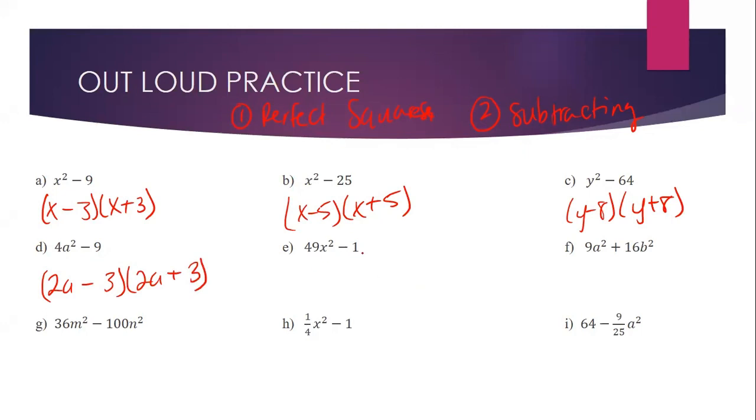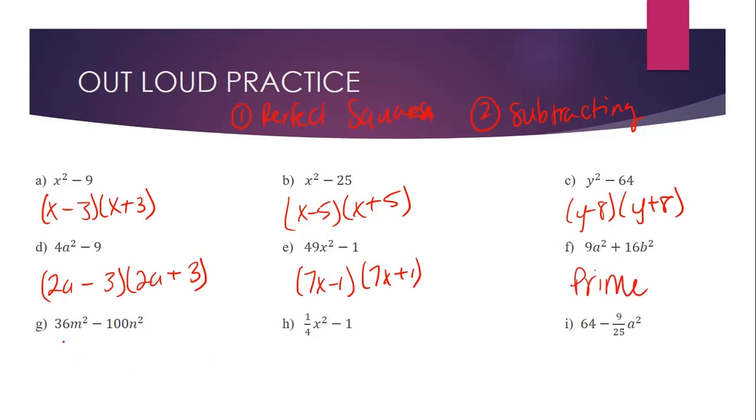49x squared minus 1, perfect squares, yes. Subtracting, yes. So we're left with 7x minus 1 times 7x plus 1. All right, 9x squared plus 16b squared. Perfect squares, check. Subtracting, womp, womp, womp. It's not subtracting, it's addition. And because these two terms have nothing in common, this is prime.